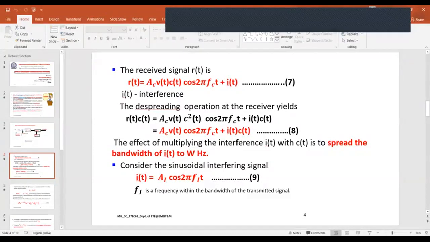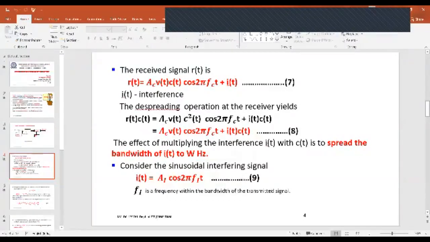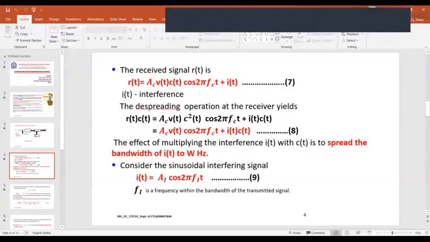So while despreading, what do we do? First, I multiply the received signal by the pseudo-noise code. So R of t into C of t, which is equal to what? A_c V of t C square of t cos of 2 pi f_c t plus I of t into C of t. And as I said, C square of t will be equal to 1. Hence, that C square of t will be replaced here. Right? So I get A_c V of t cos 2 pi f_c t plus I of t into C of t.